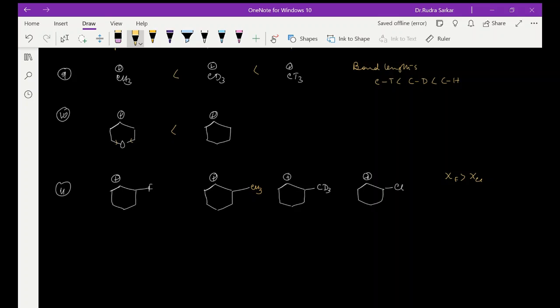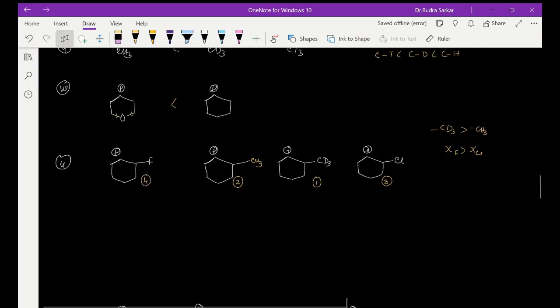Now out of CH3 and CD3, which is more electron donating, obviously we know CD3 is more electron donating than CH3 because of the shorter CD bonds. That way we will say this is going to be the highest stable molecule, followed by number 2, then this will be our third, and this will be our fourth.